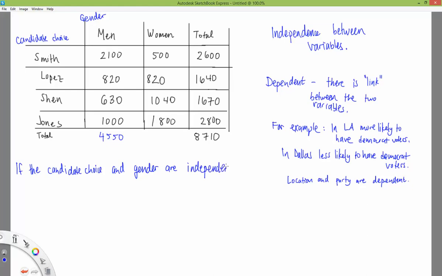then we should see the same proportion of female voters, or male voters, just pick one of the genders. We should see the same proportion of female voters across all candidates.